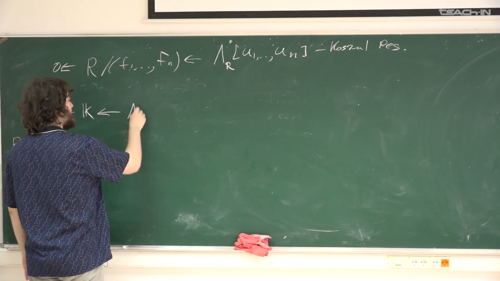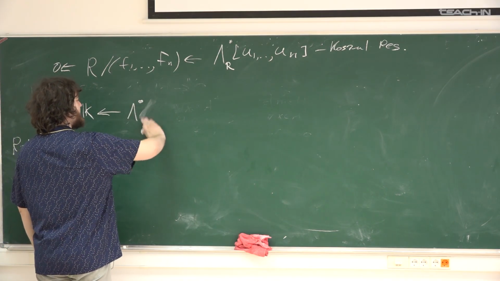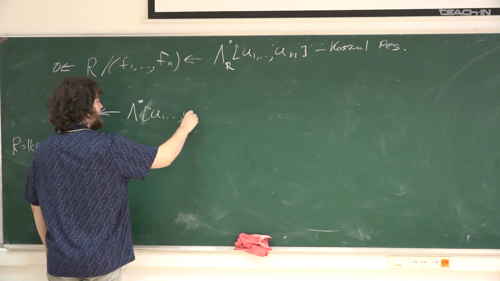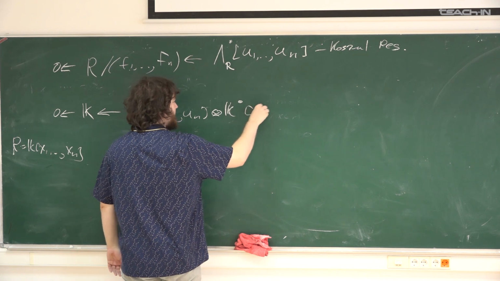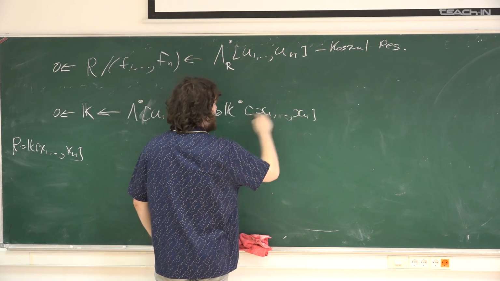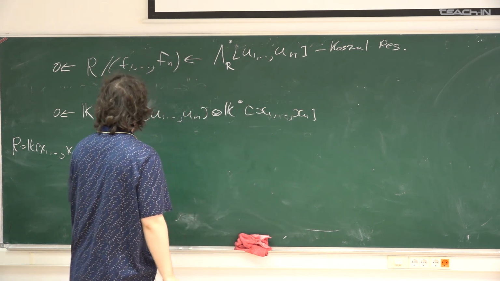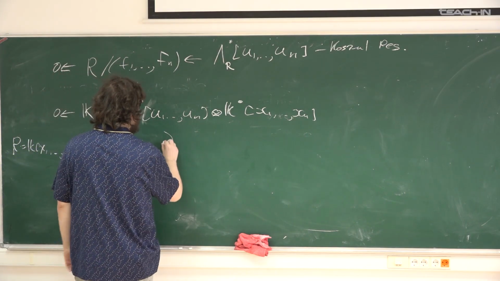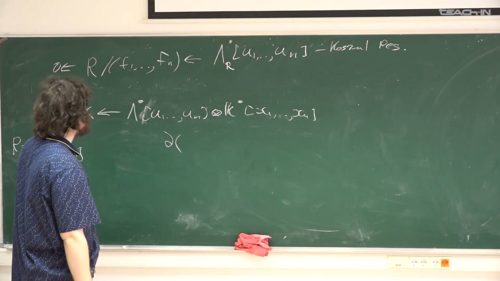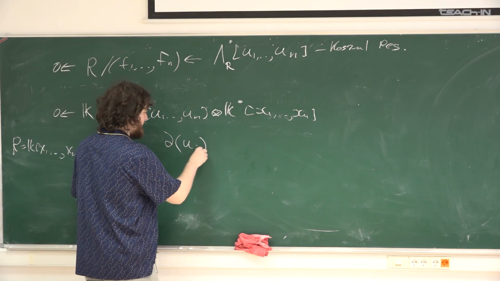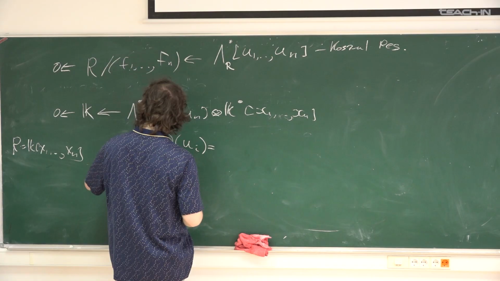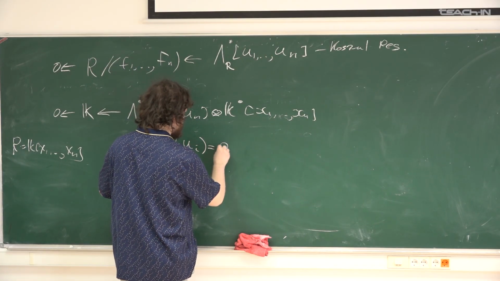It's of this form. We can consider this as a bigraded algebra, where here are even degrees and here are odd degrees, and you have the Koszul differential, which satisfies the Leibniz rule and sends ui to xi.